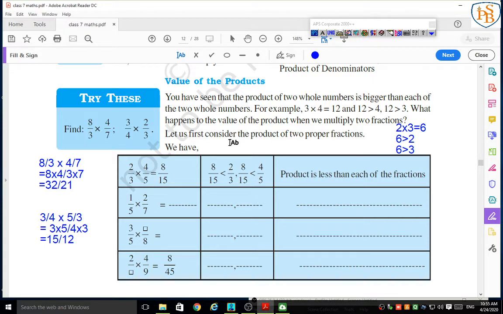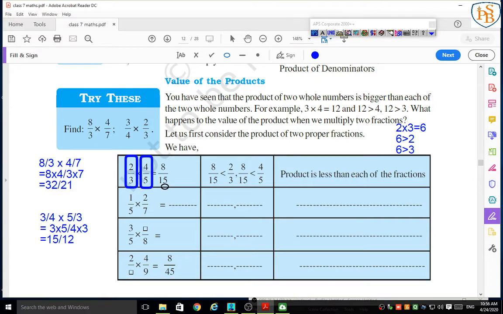Look here, we have 2 upon 3, and the second one is 4 upon 5, and now we have to multiply them. So what answer do we get here? We can find out: 2 4s are 8 and 3 5s are 15. So my answer for the product of 2 upon 3 into 4 upon 5 is 8 upon 15.